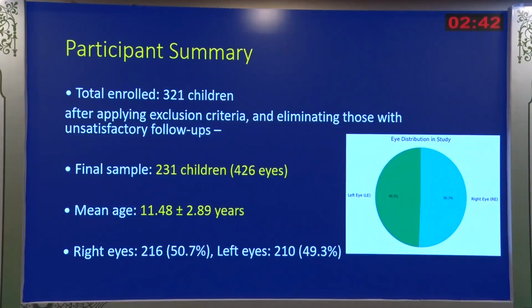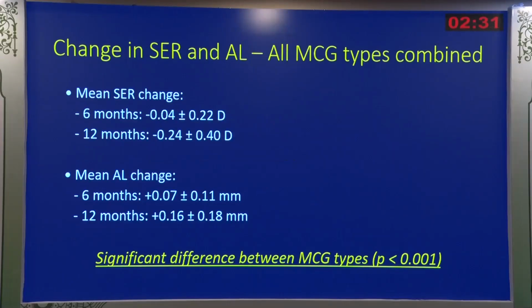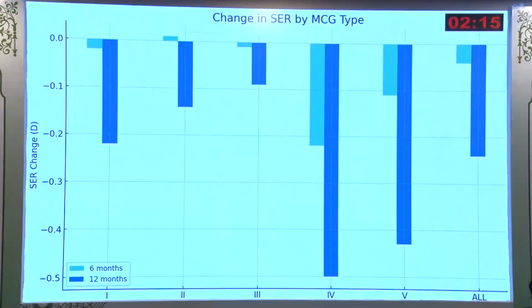A total of 231 children were finally included in the study, and their baseline progression was 1.08 diopters, so they were all quite fast progressors. Now, all of these glasses worked really well because the combined mean refractive error change was brought down to 0.24 diopters, and the axial length change was 0.16 millimeters. But when the statistical test was done, there was a significant difference between the different types of glasses tested.